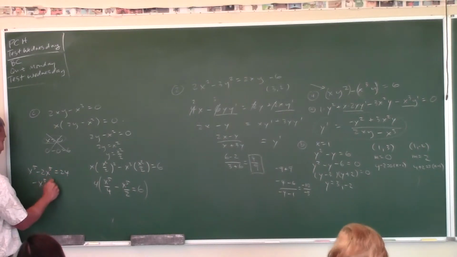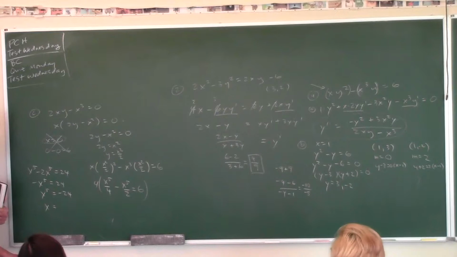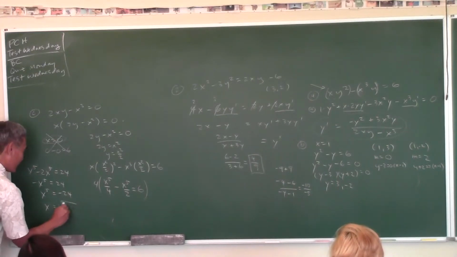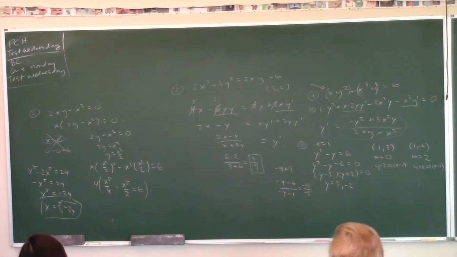Negative x to the 5th equals 24. X to the 5th equals negative 24. Therefore, x equals the 5th root of negative 24. That's your answer. How many people got it?